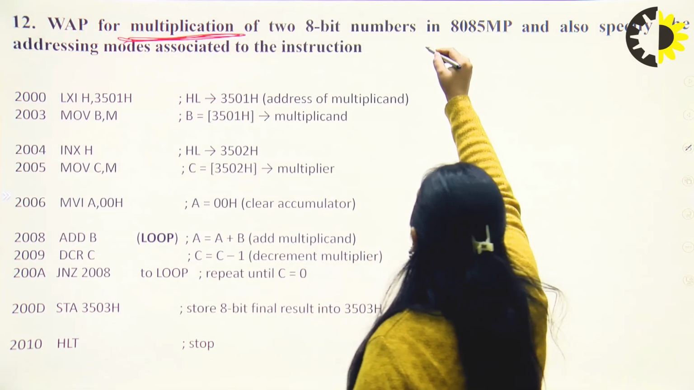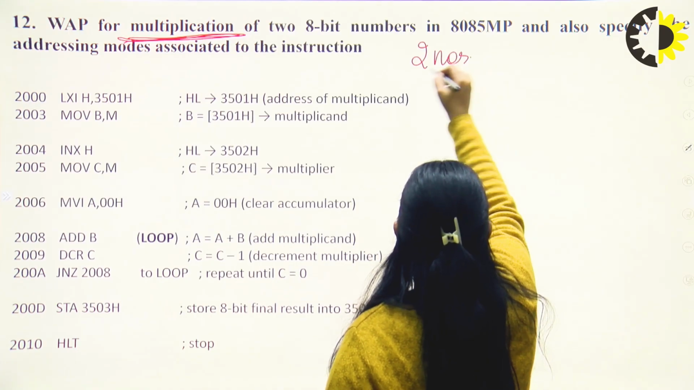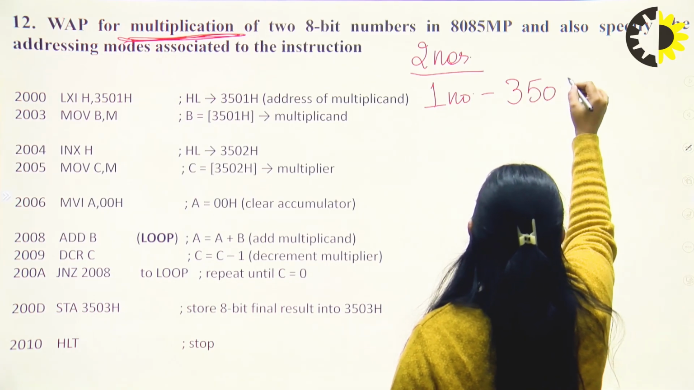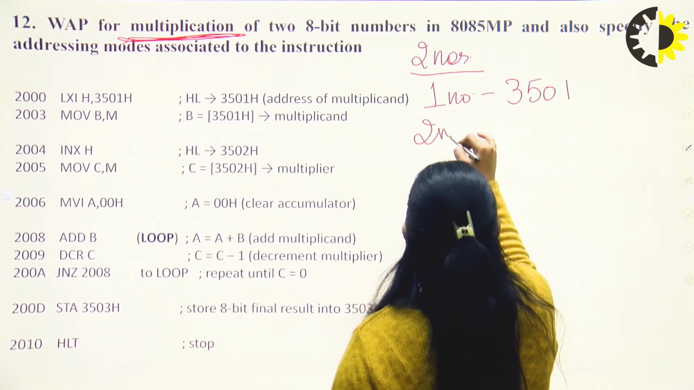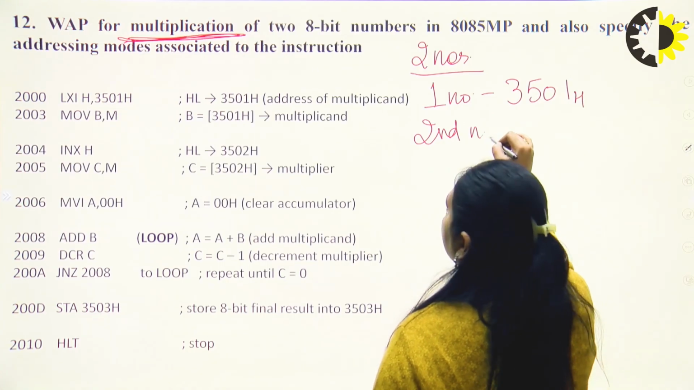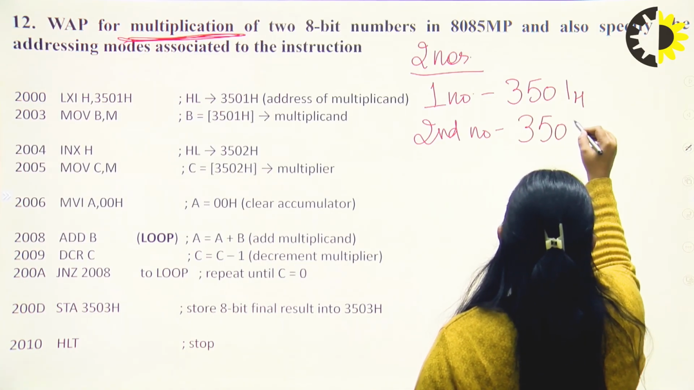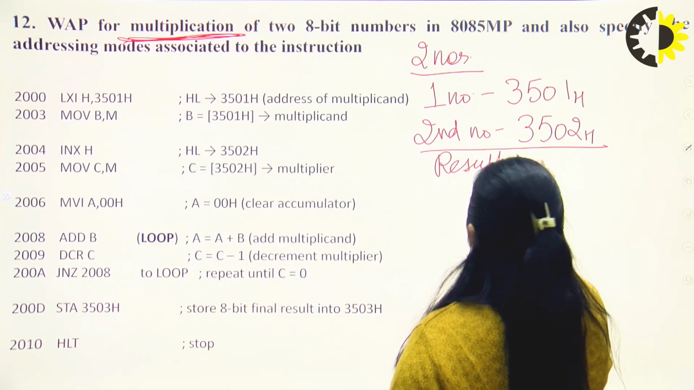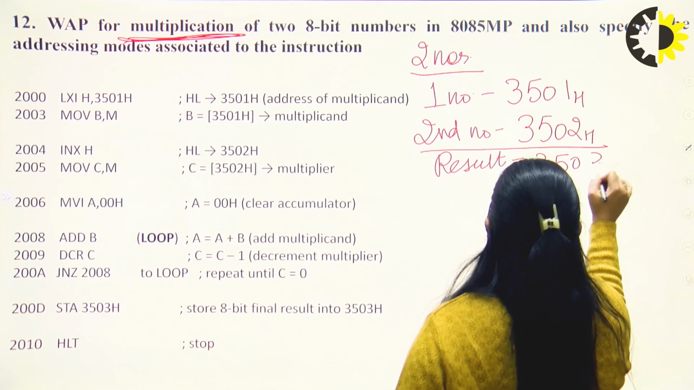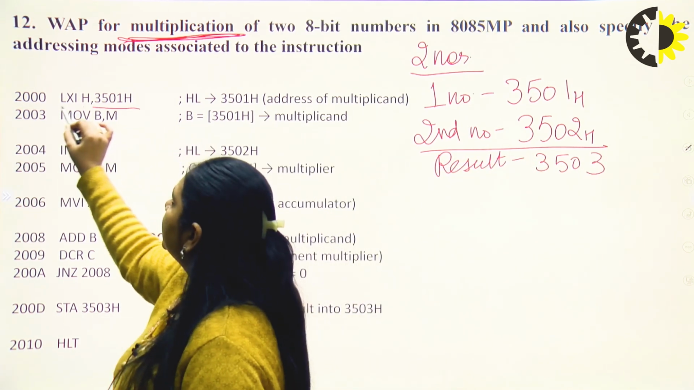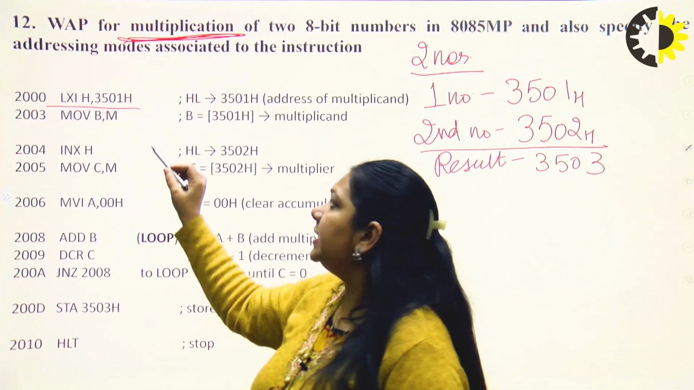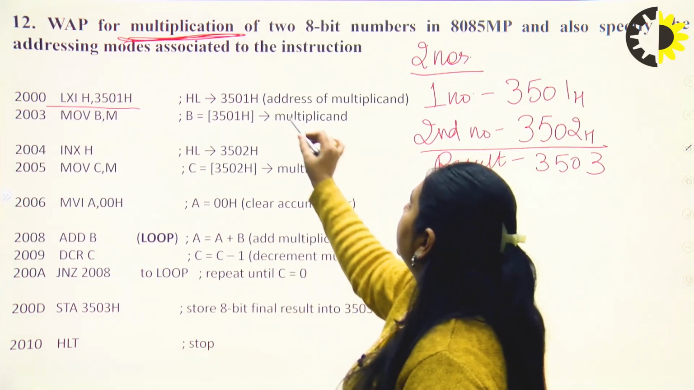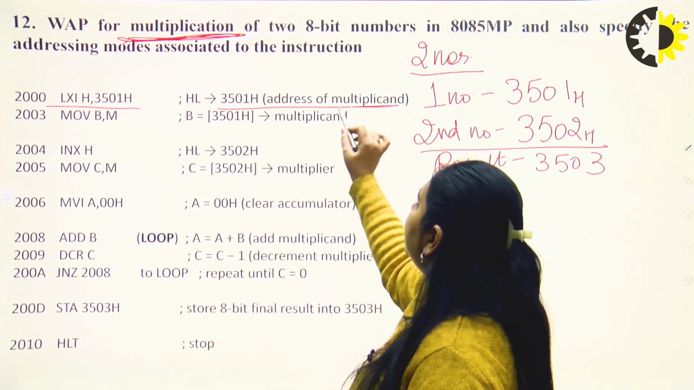For that, I need 2 numbers. Out of these 2 numbers, one number is stored in 3501H and the second number I am storing at memory location 3502H, and the result I will be taking from the accumulator at 3503H. So first of all, starting with the first instruction, load HL pair immediately with 3501. That means the first number will be at 3501, which is my multiplicand.